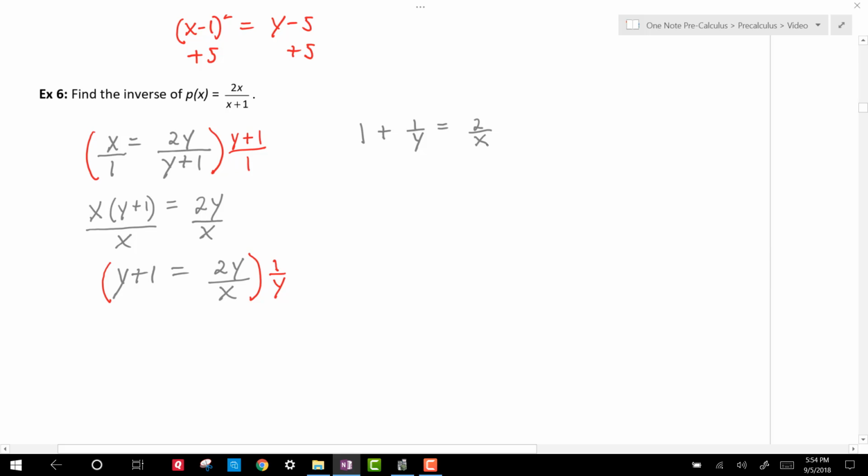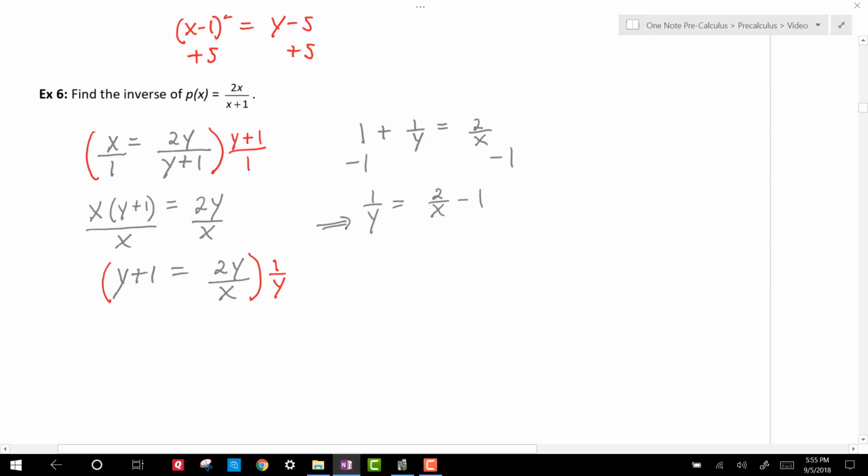Now, I'm sitting here looking at this and I'm thinking, okay, well, I can't solve for y in the denominator, so this is still not done yet, okay? So maybe I can get a step closer by subtracting 1 on both sides. So now I have 1 over y equals 2 over x minus 1. And I'm still not there because, again, the y in the denominator right here, that's a no-no. I need it in the numerator.